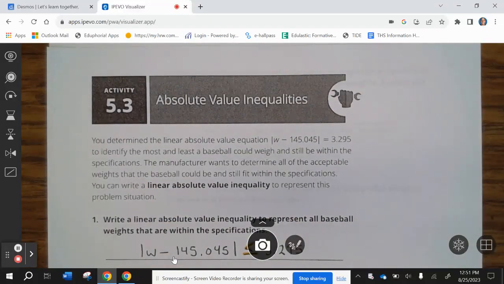You determine the linear absolute value equation absolute value W minus 145.045 equals 3.295 to identify the most and least a baseball could weigh and still be within the specifications. The manufacturer wants to determine all of the acceptable weights that the baseball could be and still fit within the specifications. You can write a linear absolute value inequality to represent this problem situation.